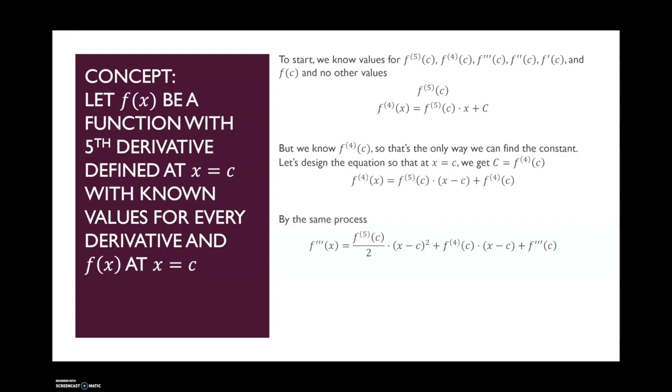Using this same process, we could develop that the third derivative, applying power rule all the way across, our first term would now become the fifth derivative over 2 times x minus c to the second. This constant we had from the fourth derivative will now be multiplied by our x minus c plus our third derivative at c, because I've designed something where if I plug in c, it'll zero out these first two terms, and the value for that extra constant has to be the third derivative at c itself.